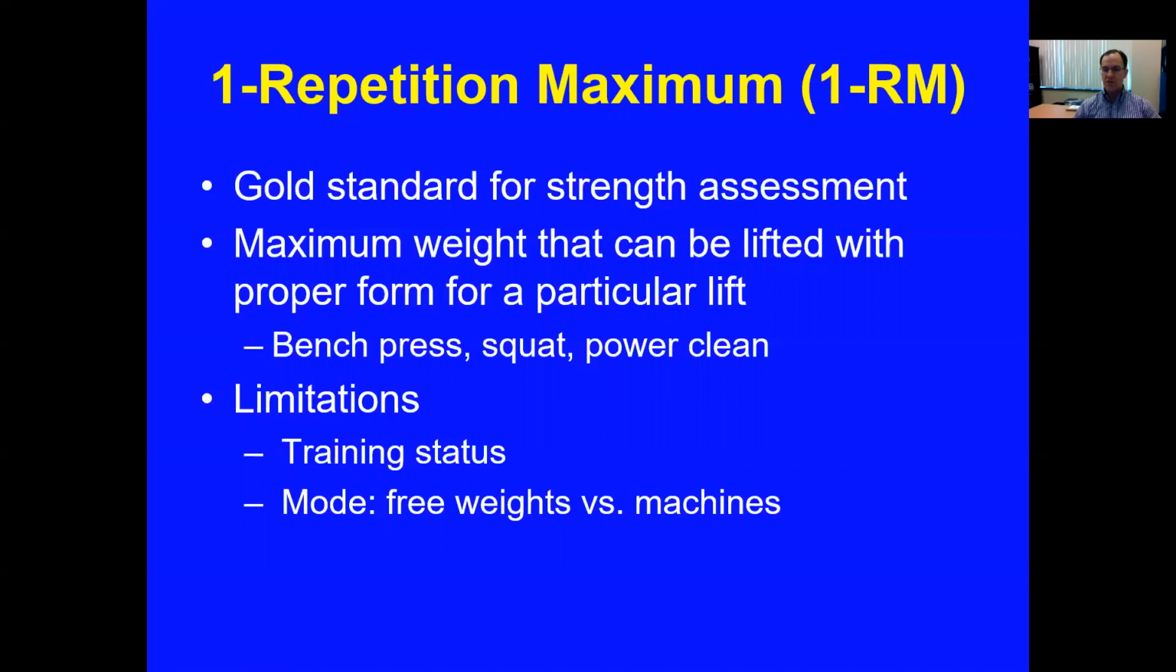And then the mode, you have to decide if it's going to be free weights versus machines. Typically that's going to be decided based upon what you envision the person's going to be using more of in their exercises. Are they going to be using more free weights? Then they probably should have a 1 RM done on free weights. Or if it's going to be using more machines, then probably the 1 RM would be best to be assessed on a machine.